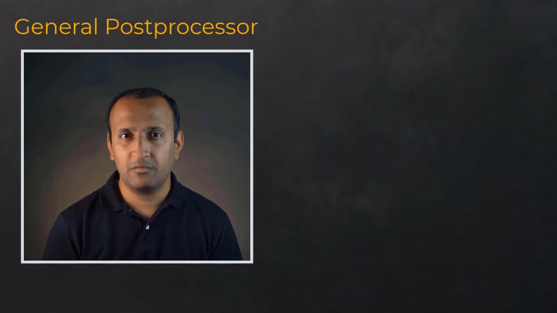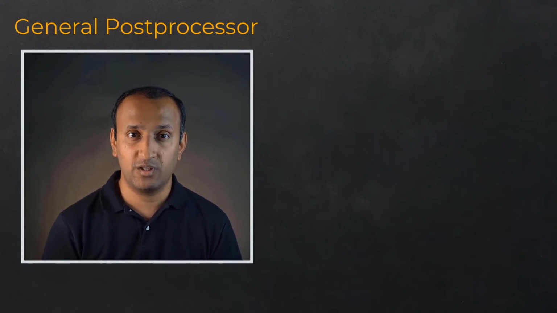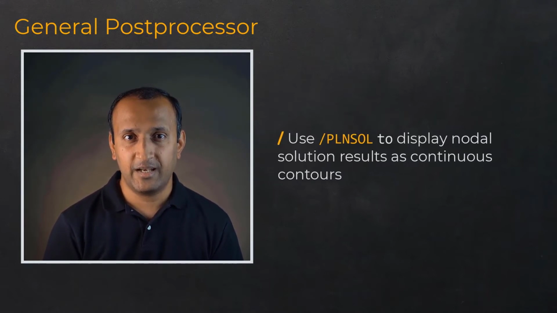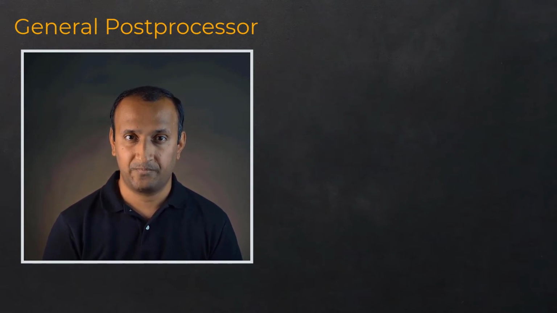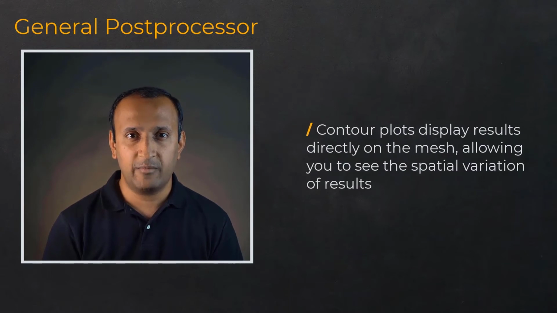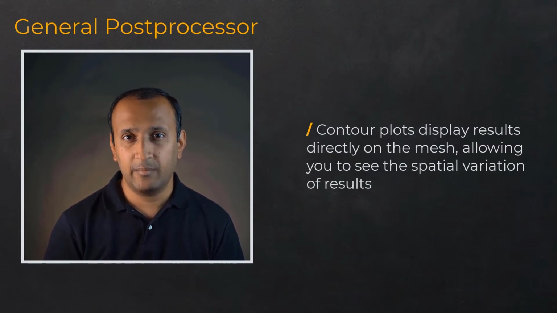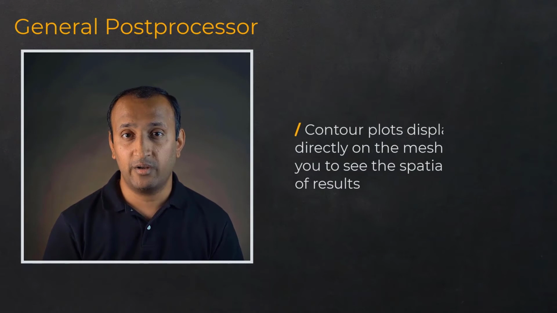Now, let us see some of the result validation possibilities of POST1. Contour plots show how a result item varies over the model. The command PLNSOL displays nodal solution results as continuous contours. It can be used for either primary data such as displacement, temperature, or derived data such as stresses and thermal gradients. Derived solution data are typically discontinuous from element to element. Therefore, they are averaged at the nodes so that continuous contour lines can be displayed.